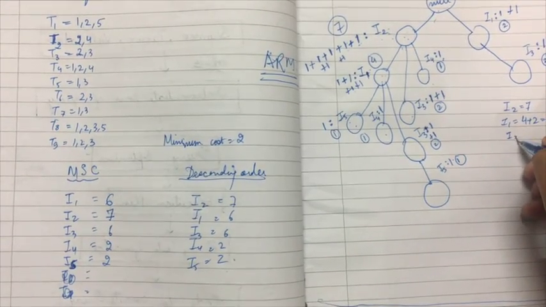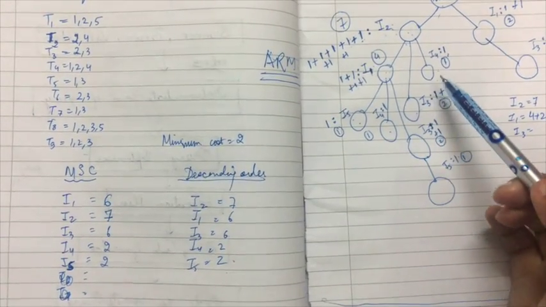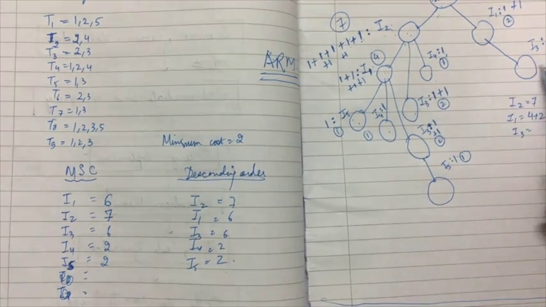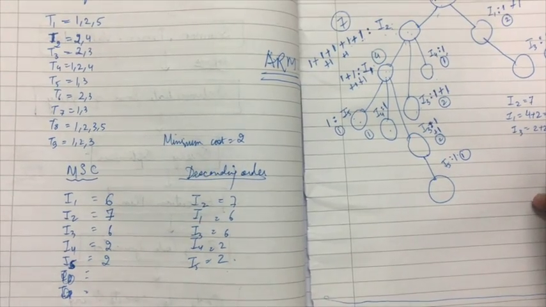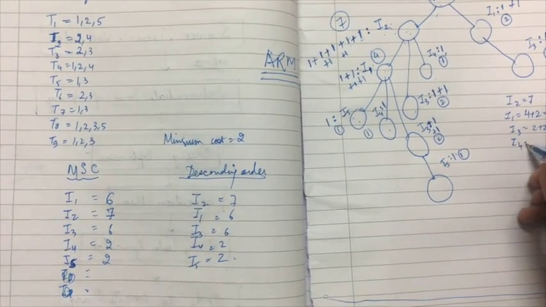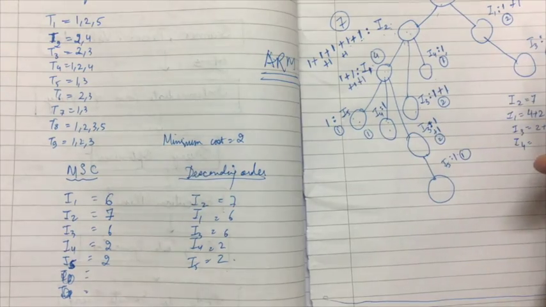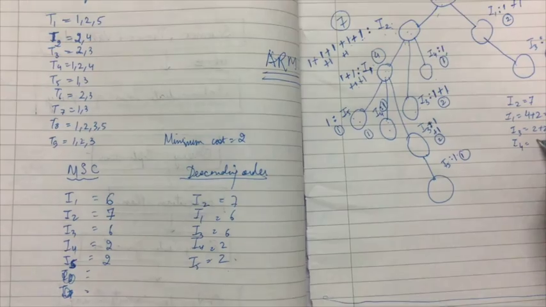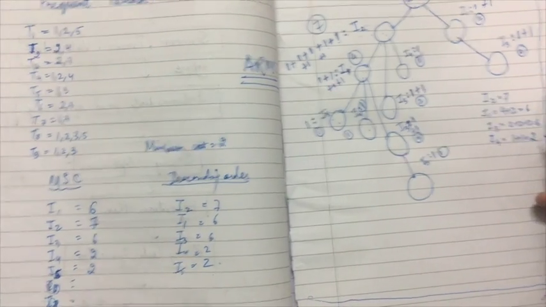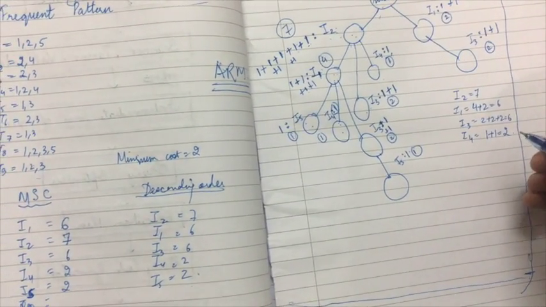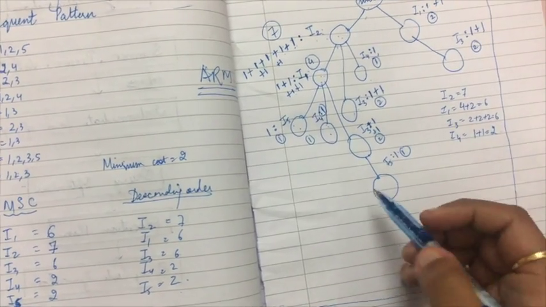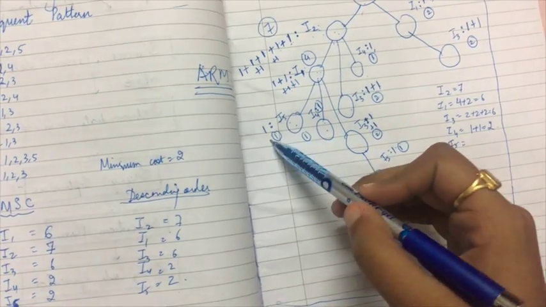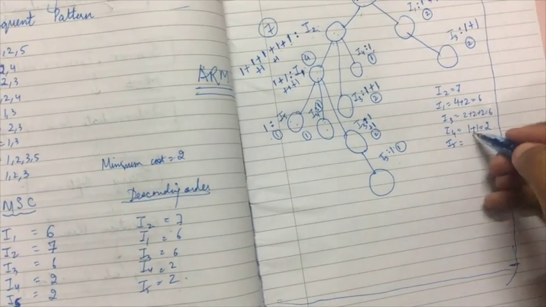For I3, let's see. I3 is here 2 plus 2 plus 2, that again comes out to be 6. Then for I4, if I see, 1 plus 1 is equal to 2. Okay, and then I5 is 1 plus 1, that is 2.